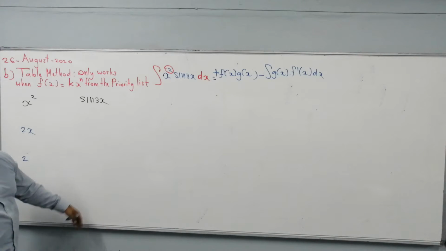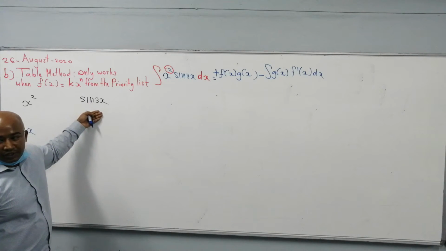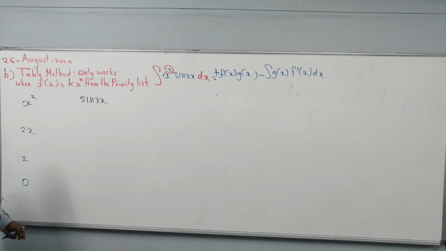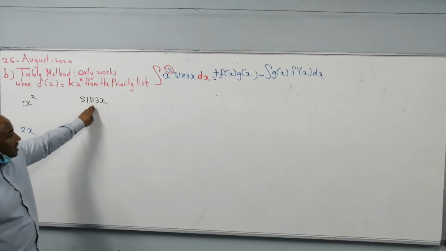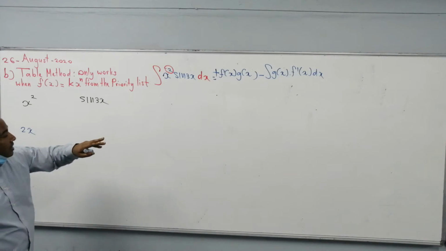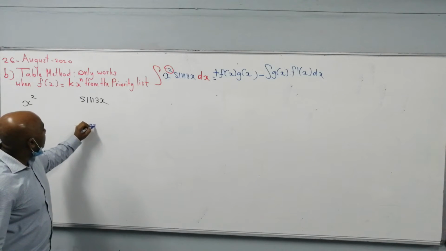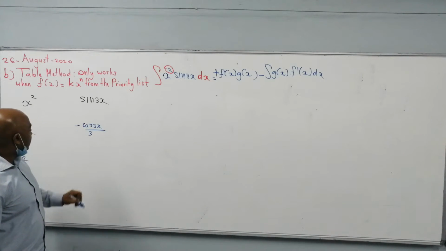Now, this was my g prime x. So what do we do with g prime x? We integrate it to get g of x. So watch here. I'm going to integrate sine. I wrote down the formula. There it is. Integrate sine. I'm going to get minus cos 3x over 3.